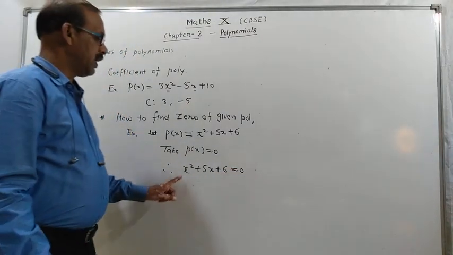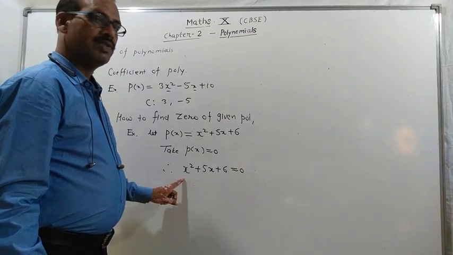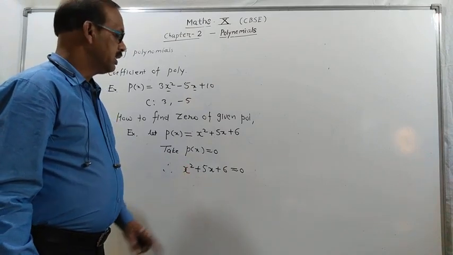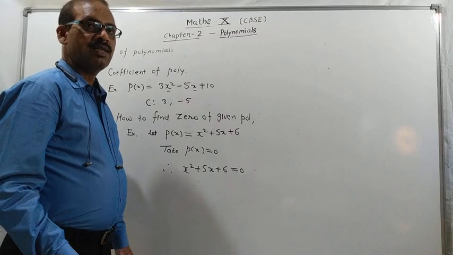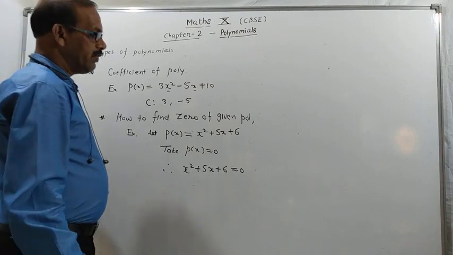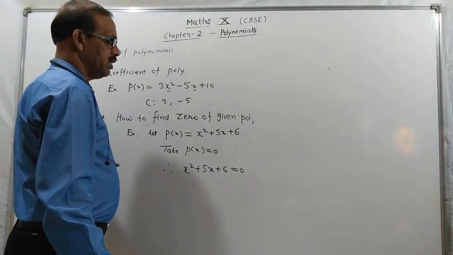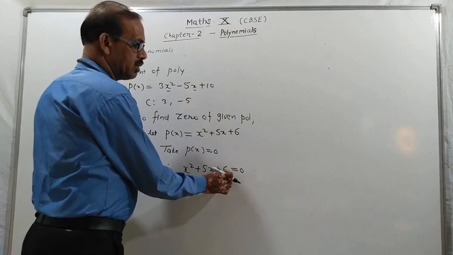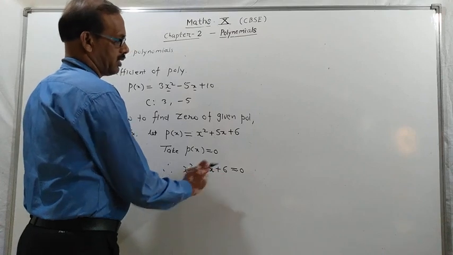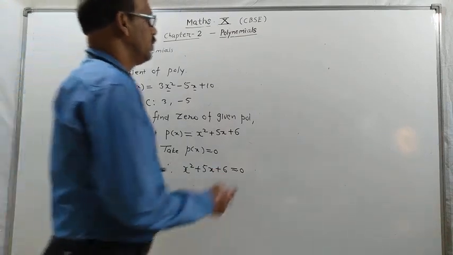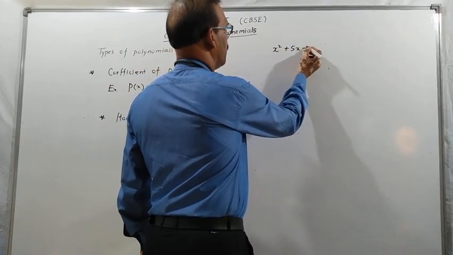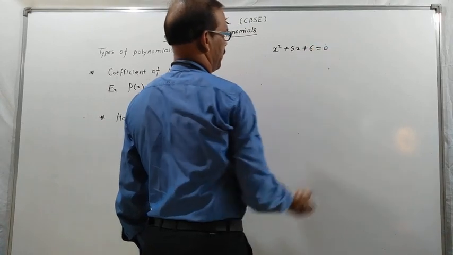Now, finding the value of x gives the zeros of the given polynomial. How to solve this equation? This equation can be solved using different methods, but one most important method is factorization. What is the factorization method? In this method, we consider the last constant number, which doesn't contain any variable. The constant number is 6. Now, we solve here: x squared plus 5x plus 6 equal to 0.